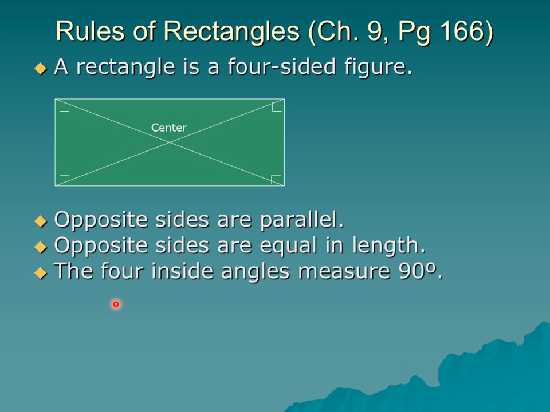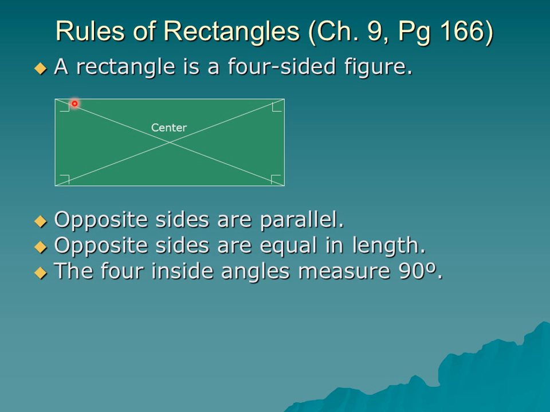This is actually a rectangle which looks like a soccer field, right? It has four sides, and the parallel sides or opposite sides are actually equal in length and parallel also. And also the angles at all four corners measure 90 degrees, right?